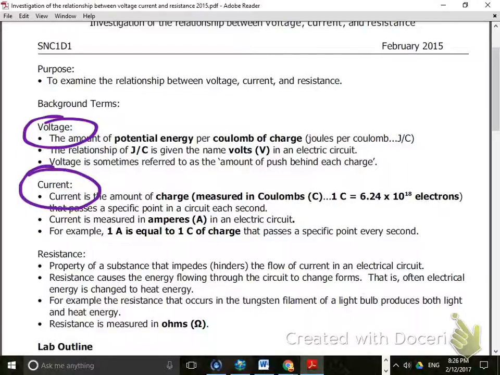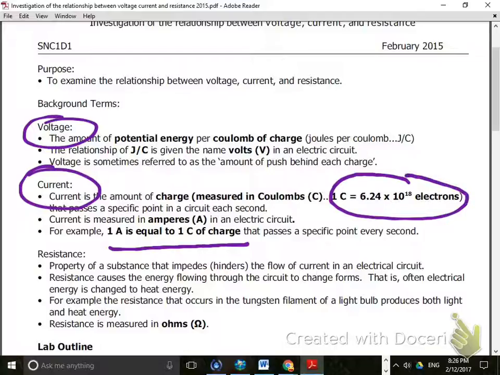And current, again, is that lump sum of electrons that are moving around. It's measured in coulombs. So remember that when you have 1 amp of current, that's equal to 1 coulomb of charge, which is really equivalent to 6.24 times 10 to the 18 electrons. So those are the two things you're going to be measuring in the lab, which is no different than looking at the parallel and the series circuit lab that you did the last couple of days.